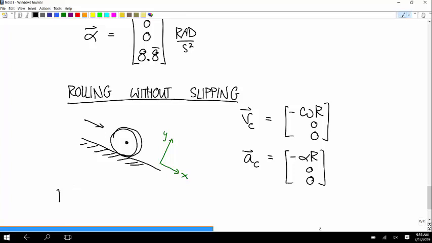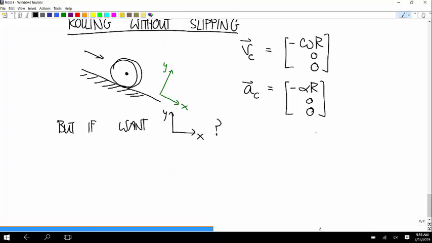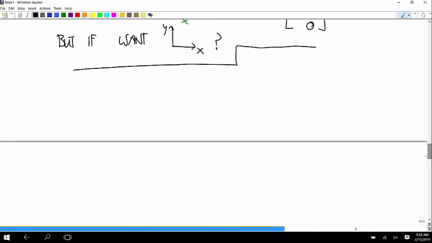But what if you don't want to use a tipped coordinate system? You want to use a regular coordinate system. So what if you want this coordinate system? Well, the solution to that is rotation matrices. And we're not going to use this a lot in this class, but actually dynamics is where this is the most important thing. I'll try to point out where it would be used in practice.